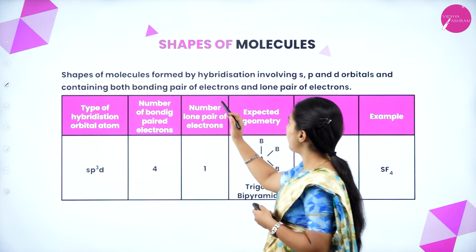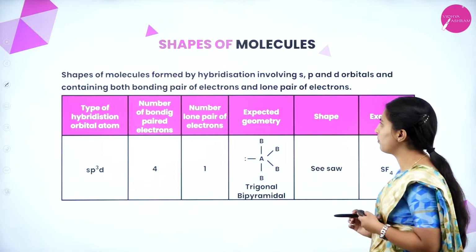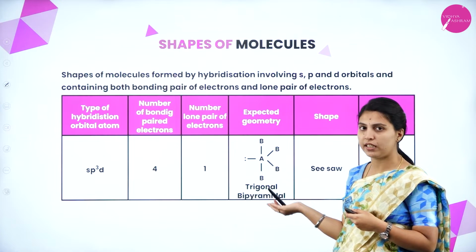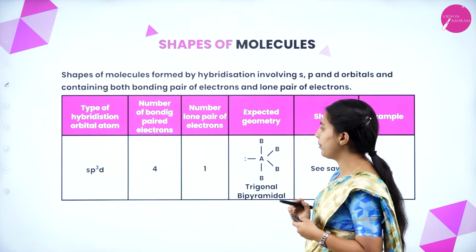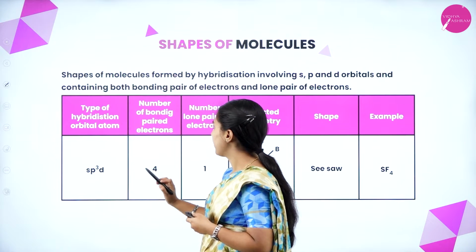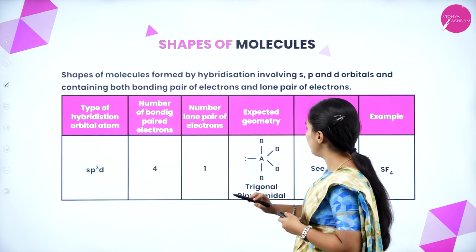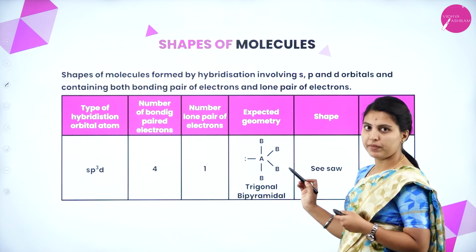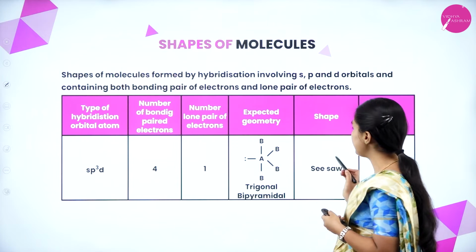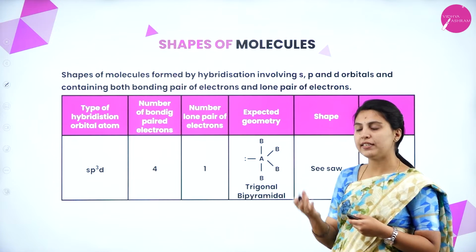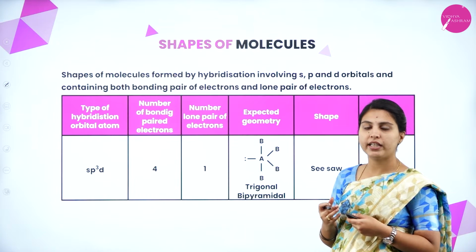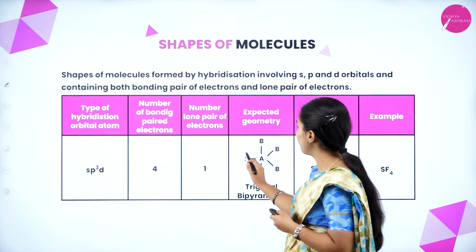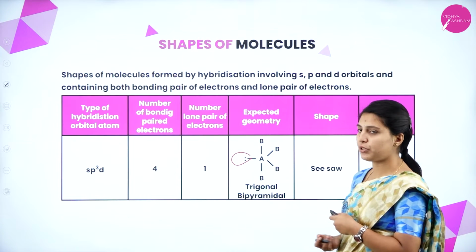Next, shapes of molecules formed by hybridization involving sp-d orbitals containing both bond pair of electrons and lone pair of electrons. Based on bond pair we have seen the previous table, including lone pair we are seeing now. sp3d, 4 bonding pair, 1 lone pair, trigonal bipyramidal, that will form seesaw shape, okay, that is SF4. Usually by understanding hybridization we will get regular tetrahedral structure, but due to this lone pair it will form seesaw shape. It is an exceptional case.